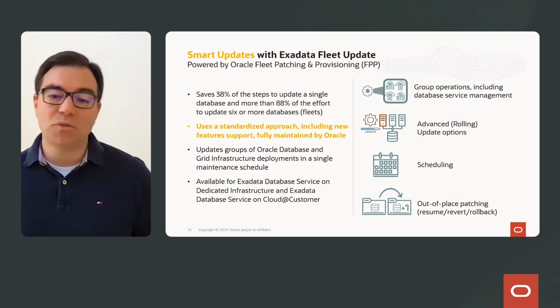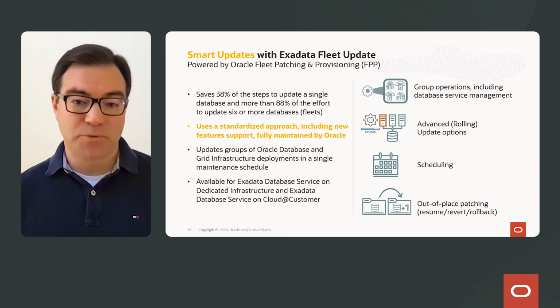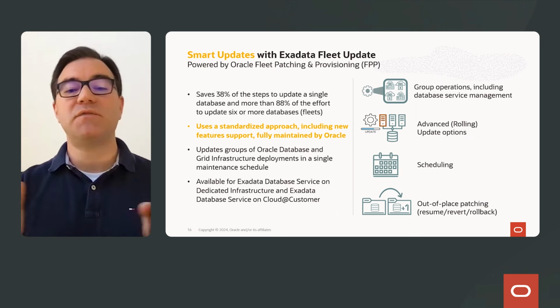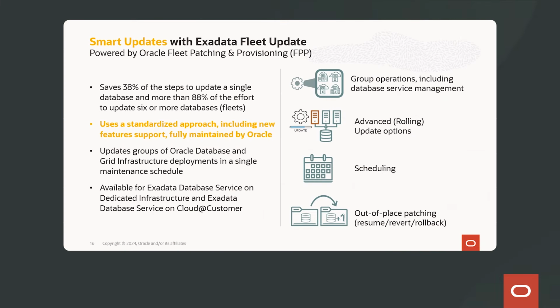FPP and Exadata Fleet Update also allow you to perform group operations, including database service management and advanced rolling update options, such as you can roll a patch by one node in a cluster at a time, or you can define groups of nodes in the cluster that you want to patch at once. You then can schedule those updates or patches, and regardless of whether you use Exadata Fleet Update or FPP, they always use out-of-place patching, which means operations such as resume, revert, or rollback, should they ever be needed, can be automated and be executed much faster. So in that way, you have ensured business continuity the smart way, because you took care of updates and patches in a smart, efficient way.